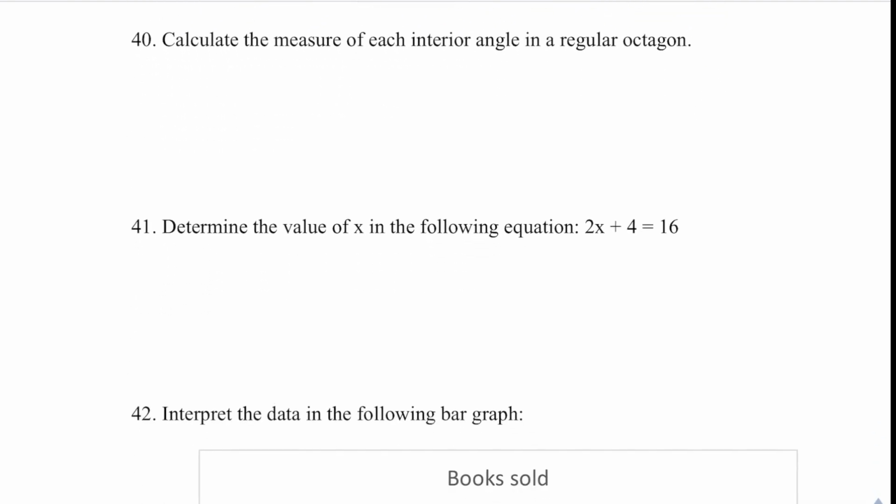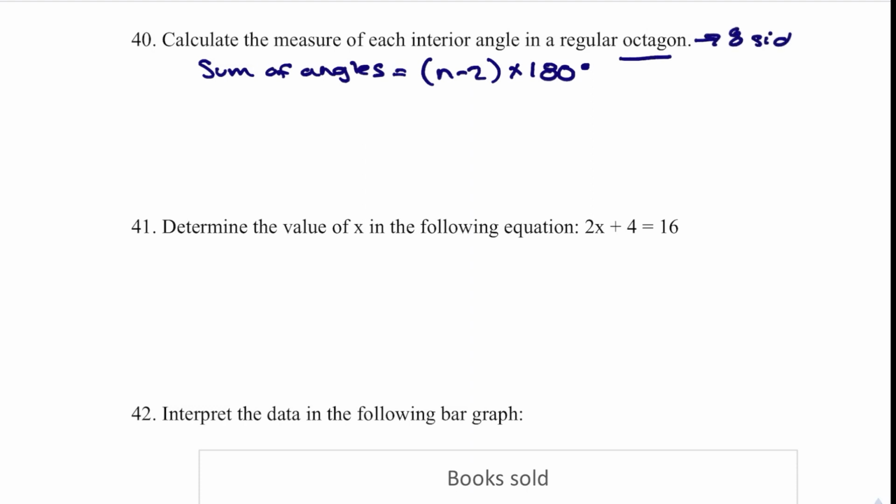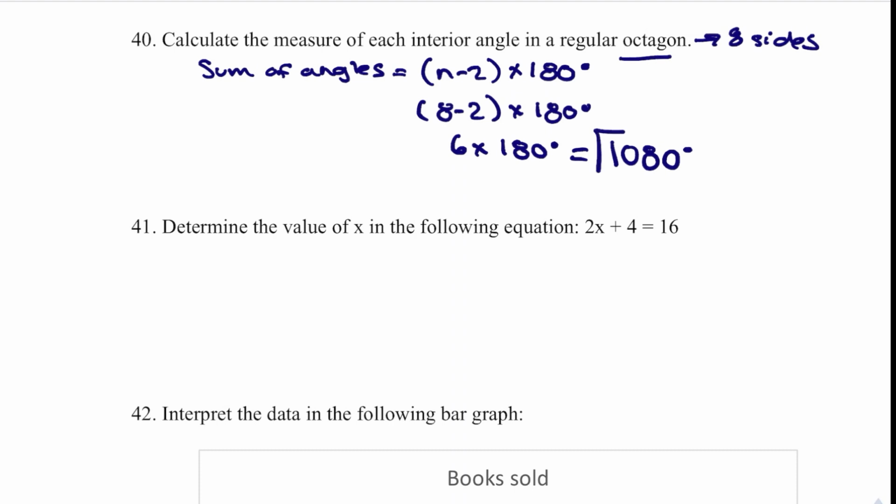Calculate the measure of interior angles in a regular octagon. So again, sum of angles equals n minus 2 times 180 degrees. And we know that an octagon has 8 sides. So this is going to be 8 minus 2 times 180 degrees, so 6 times 180 degrees. It's going to equal 1080 degrees.